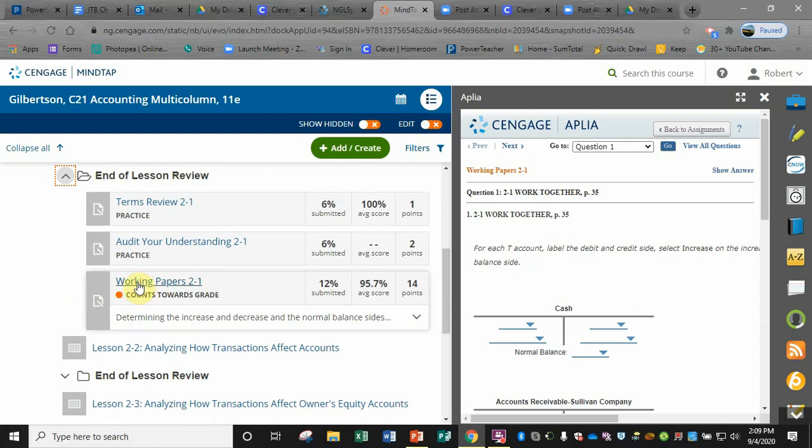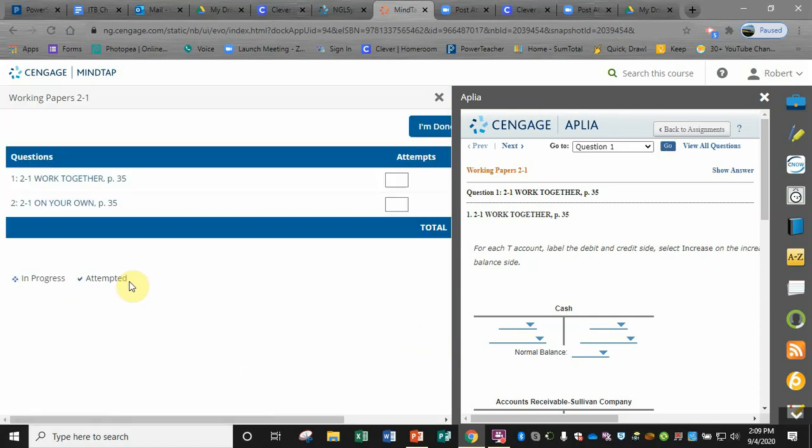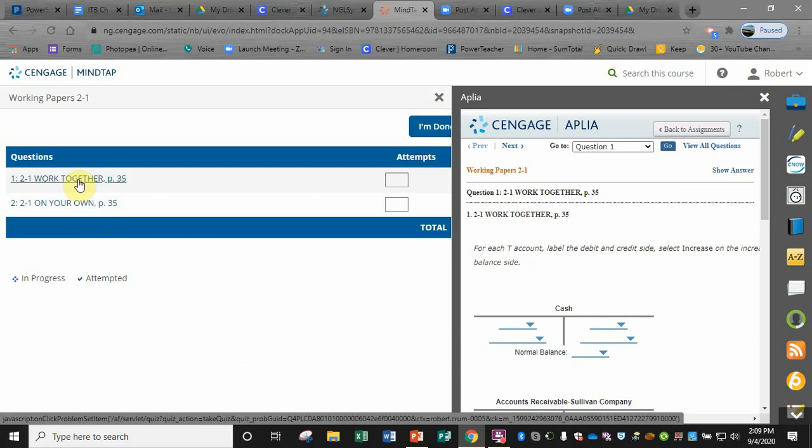Here are the working papers. I already have some submitted in. So you click on the working papers. And you're going to do this one. We're going to do this one right now. So follow along on your computer, fill it in, and then you'll do the on your own.